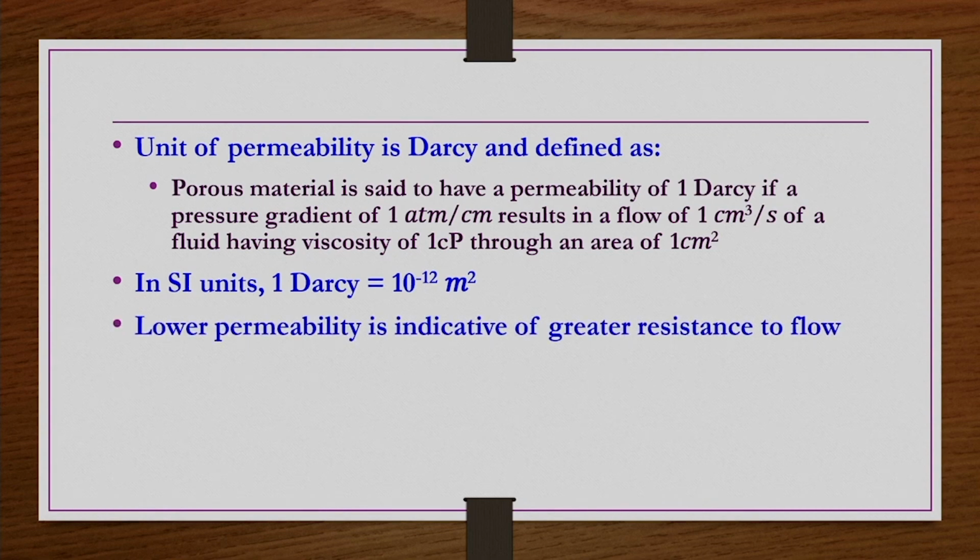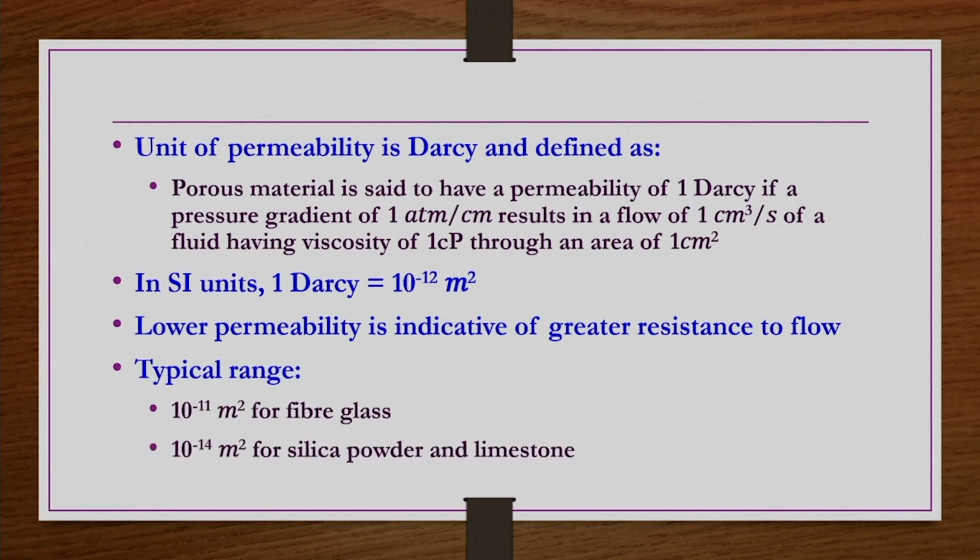Lower permeability indicates higher resistance. Obviously, it is inversely related to the resistance. If the permeability is lower, then resistance would be high. If the permeability is higher, then resistance would be low for the flow to occur. The typical range of permeability is of the order of 10 power minus 11 meter square for fiber glass, and of the order of 10 power minus 14 meter square for silica powder and limestone, etc.